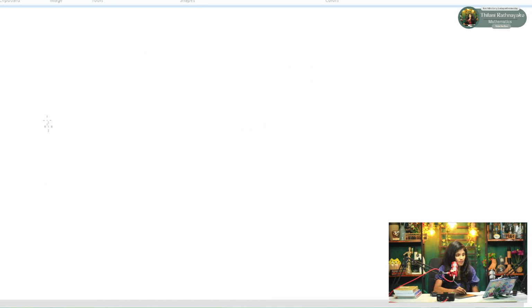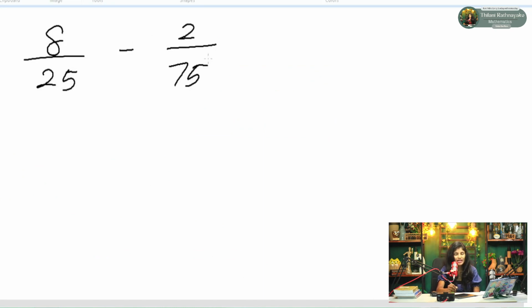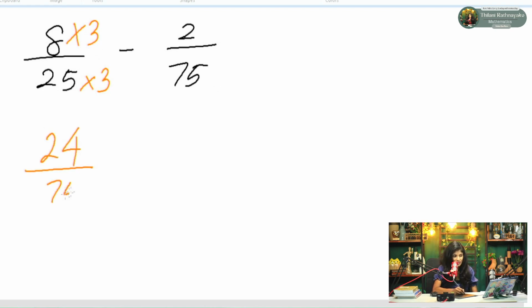That is 8 over 25 subtract 2 over 75. Okay. Now again we don't have a common denominator, but I can make 25 to 75 by multiplying which number? From which number I have to multiply? Yes, that is 3. Okay. Let's multiply the upper side and lower side by 3. So 8 times 3, what is the answer? That is 24 over 75 minus 2 over 75.